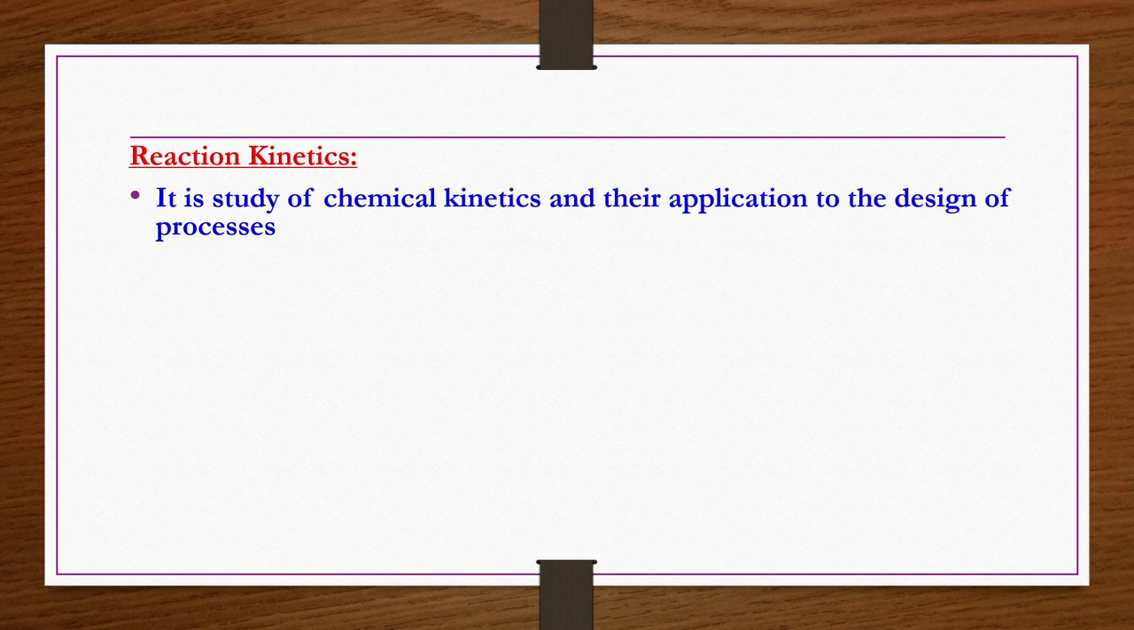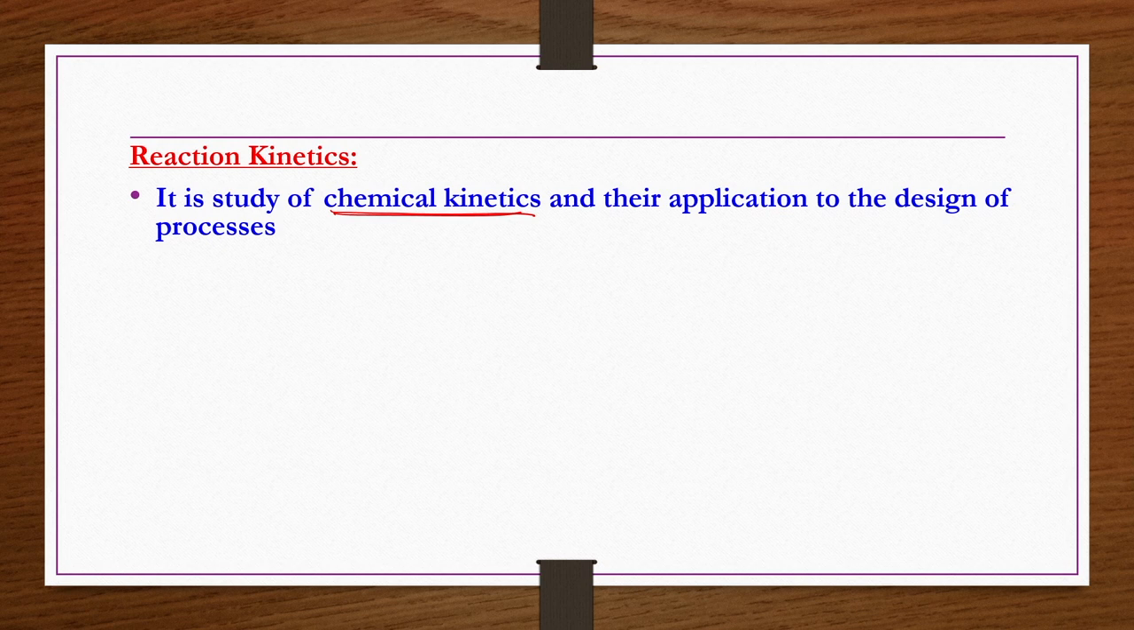Since chemical kinetics is so essential, we also need to know whether these chemical kinetics are going to be the same for all kinds of reactions, or whether they are going to be different. All those things we need to understand. In order to understand those things, what do we have to see?